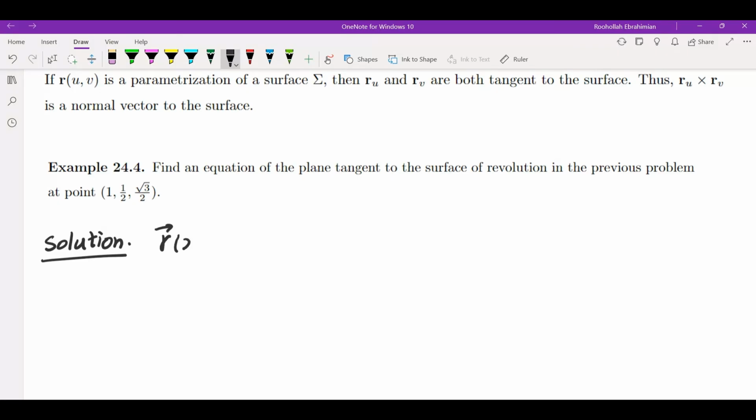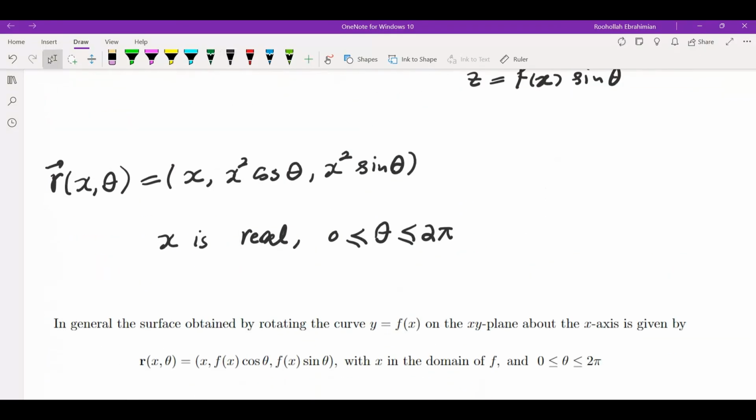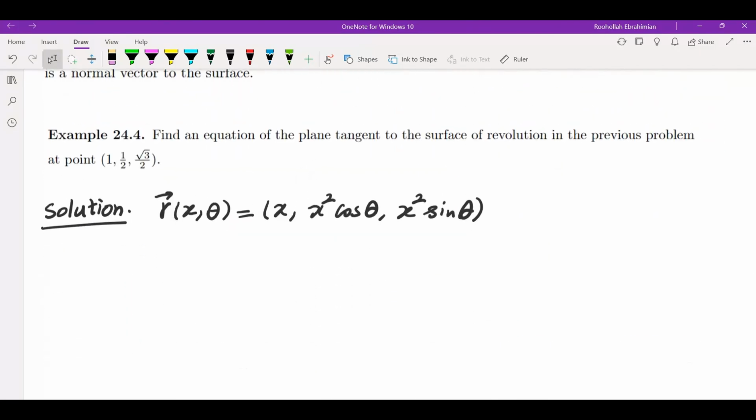So let's first write down the parameterization that we had. It was x, x squared cosine of theta, x squared sine of theta, and that's exactly what we got right here. So now we are going to have to find the tangent plane. In order to find the tangent plane, we need one point and we need a normal vector. So we are given a point (1, 1/2, root 3 over 2). We'll have to find the normal vector.